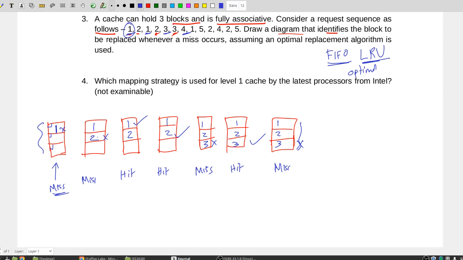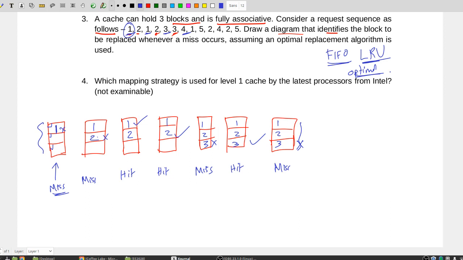Okay, and the block which was not used for the longest period of time is the first one to be kicked out. Okay, so LRU. And optimal is an algorithm which is not realizable in practice, not in real time, but optimal algorithm is still used to benchmark the performance of other algorithms, because optimal algorithm is the best possible case, but it cannot be achieved in real time because an optimal algorithm requires prediction of future, right?